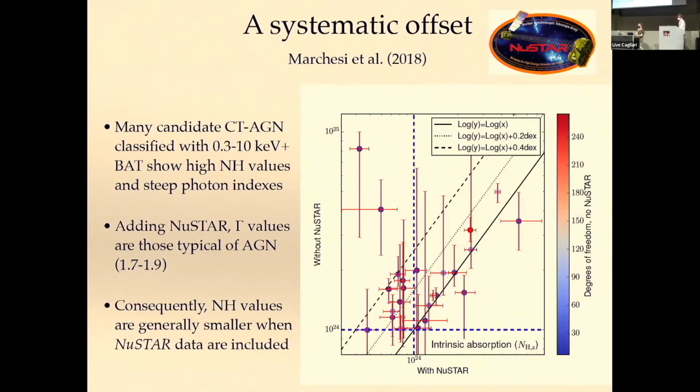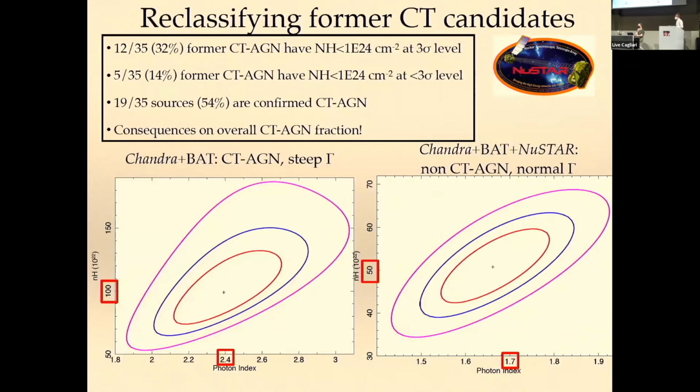And these have, of course, implications also on the overall sample of AGN. Because in our work, particularly in Marchesi et al. 2018 and 2019, we found that out of 35 sources that we classified, only 19 have been confirmed as Compton thick AGN when adding NuSTAR, so 54%. This, of course, has important effects also for AGN population synthesis models that include in their recipe also the observed Compton thick fraction in the local universe.